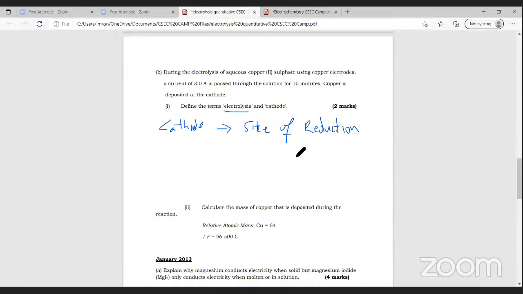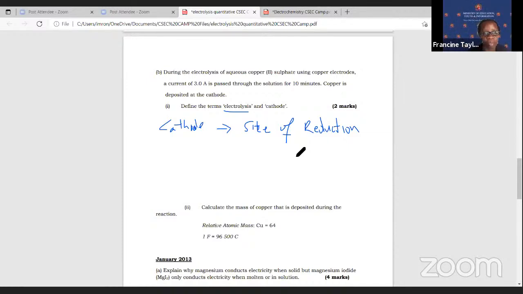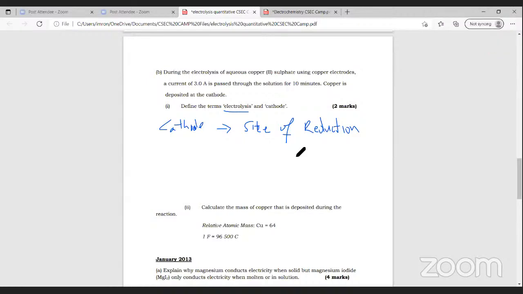Yeah, I'm saying that the cathode is the site of reduction. That's the best definition. Or if you're going to say the negative terminal, you must say during electrolysis, all right? If you're going to say the negative electrode, you must add during electrolysis. All right, okay, so there you go.